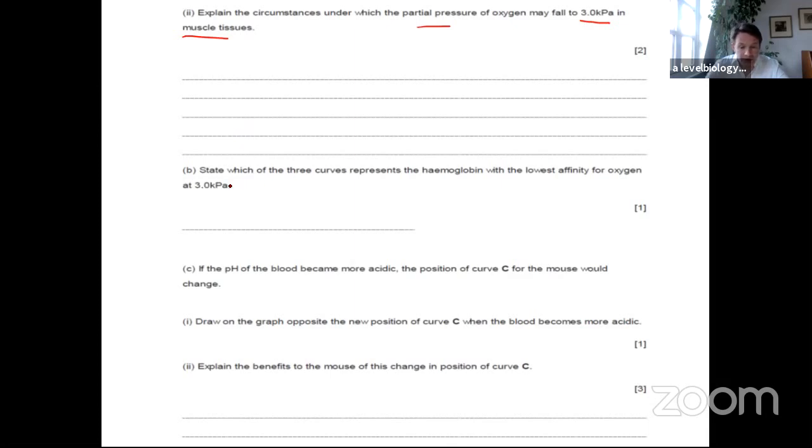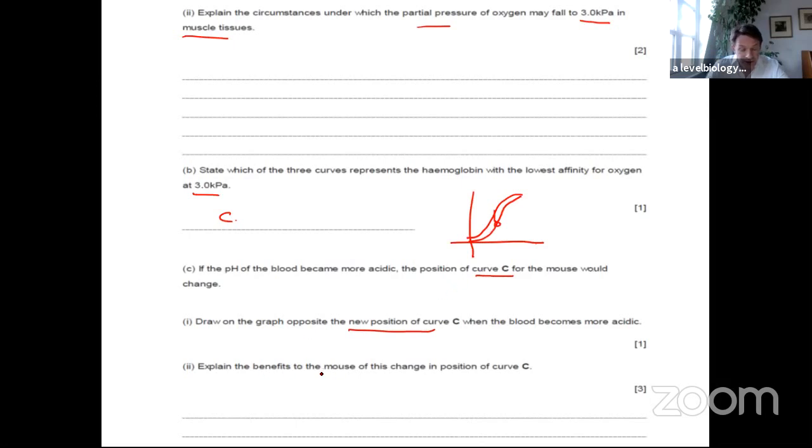State which of the three curves represents the hemoglobin with the lowest affinity. Well, that's C. If the pH of the blood became more acidic, the position of the curve for the mouse would change. Draw on the graph the new position. Well, if it becomes more acidic, if that's the curve we have originally, then when it becomes more acidic, it's going to move down further.